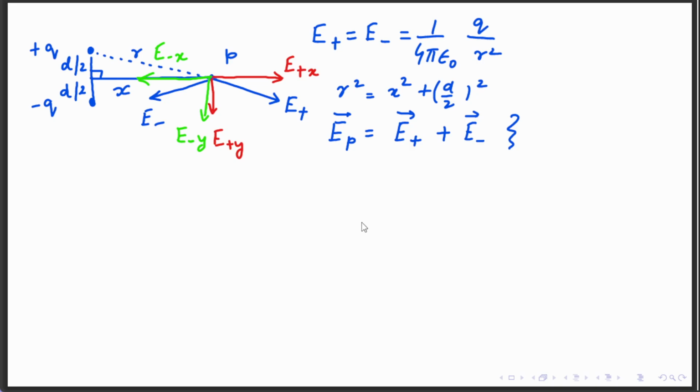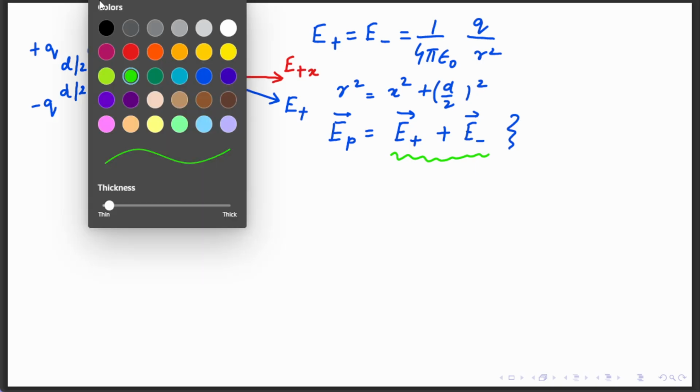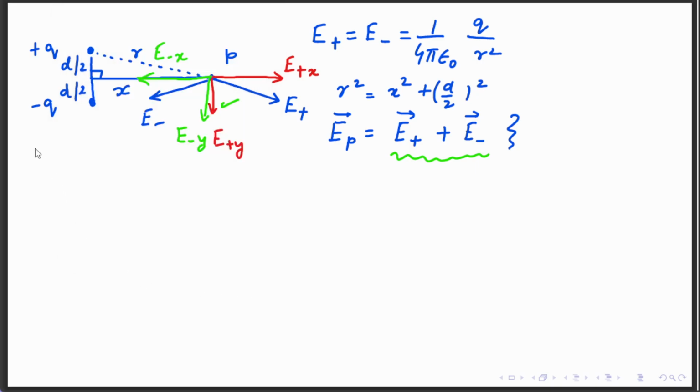You will notice that E plus x and E minus x are equal and opposite vectors. So therefore, they will not contribute to this vector sum. And only these vectors will contribute and they will add up. So let us see what is E plus y and E minus y. Once again, from the symmetry of the right angle triangle, it should be clear that the magnitude E minus y will be equal to E plus y. So let's find out what is E plus y.